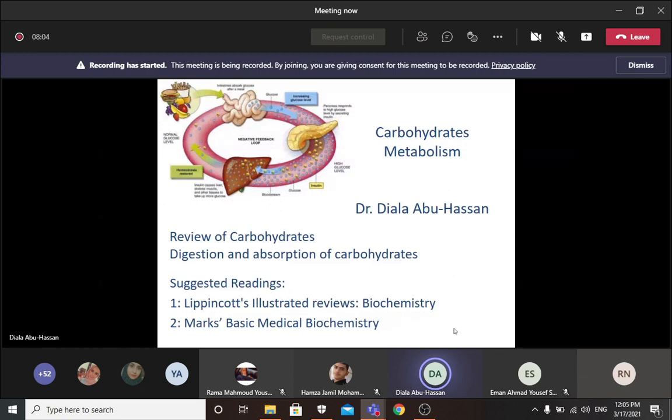طيب, so today we'll start with the topic of carbohydrate metabolism. It's actually going to be just an introduction and some review of carbohydrate as a topic. We're going to talk about the digestion and absorption of carbohydrates, and your reference, definitely the main one, is Lippincott Illustrated Reviews for Biochemistry.